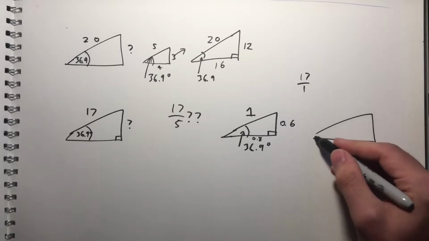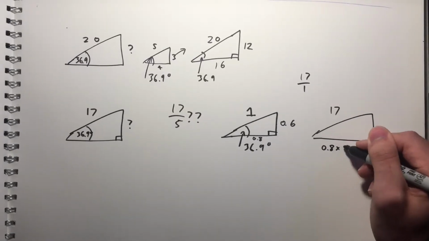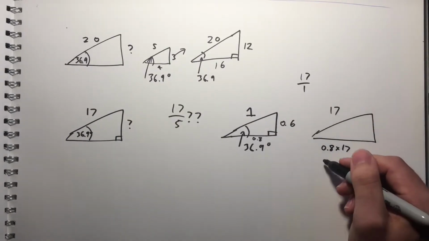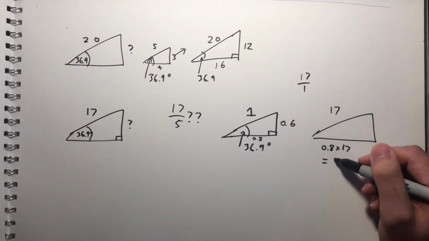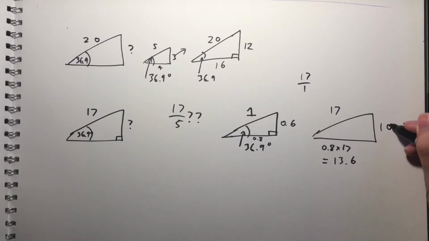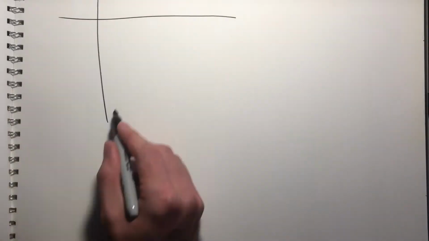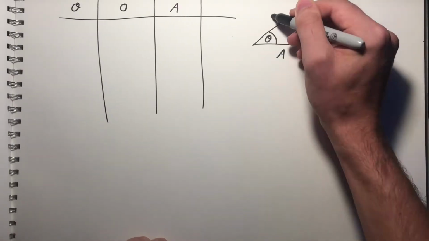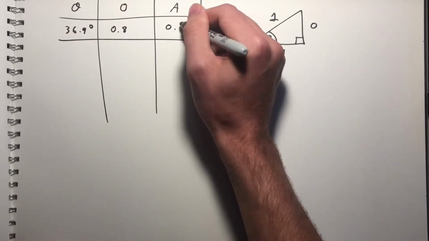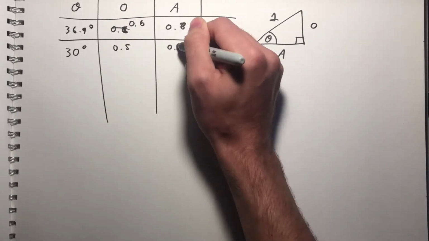So if I want to know what the length of the sides are of a triangle whose hypotenuse is 17 meters, I know that my adjacent side of my original triangle is 0.8 meters, to scale it up, I just times it by 17. Same with the opposite side. It was 0.6, I'm scaling up my triangle by 17, so I get 0.6 times 17, which is 10.2. So given what I've learned, I can go back and start this table again. It only needs 3 columns, the angle, the opposite side, and the adjacent side. I don't need to store the hypotenuse this time, because it's always going to be 1.